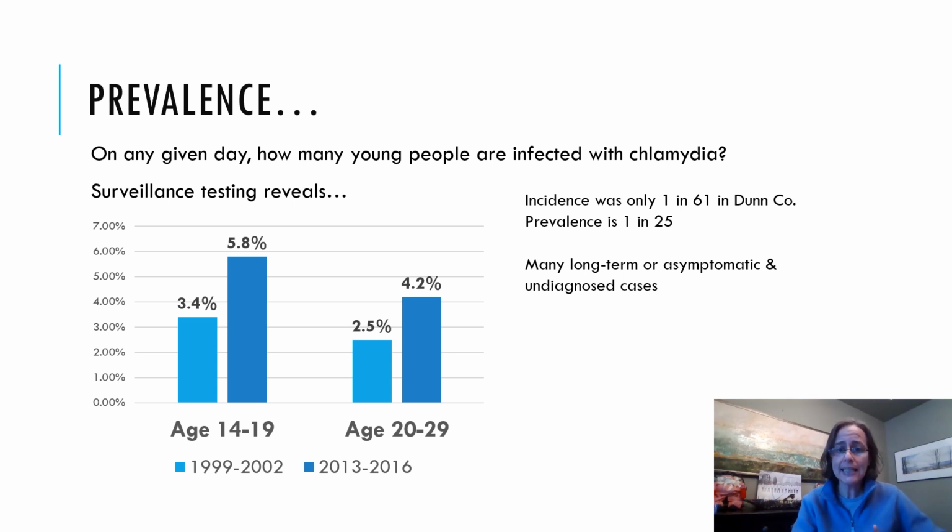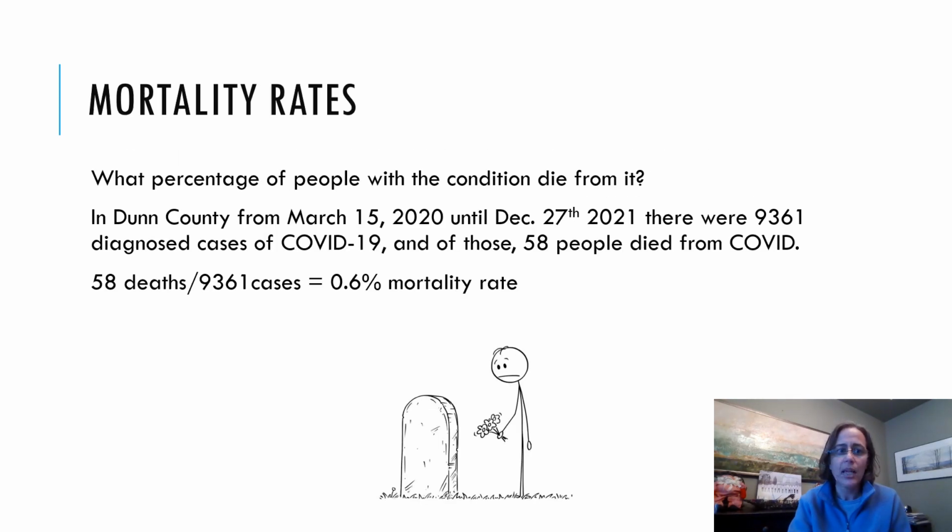So those are incidence, how many people over a period of time happen to get tested and diagnosed with something, versus prevalence. We go out in a given time chunk and see how many people test positive, whether they have symptoms or not. The final way that we look at this information is by calculating mortality rates. What percentage of people with a certain condition die from it? Or we could look at morbidity rates. What percentage of people with a condition become disabled from it?